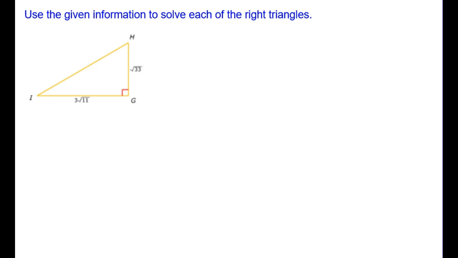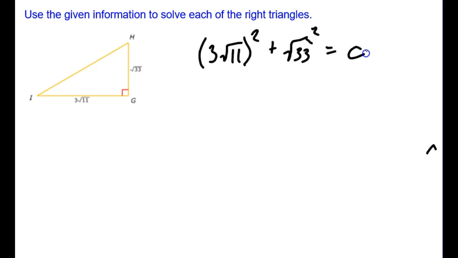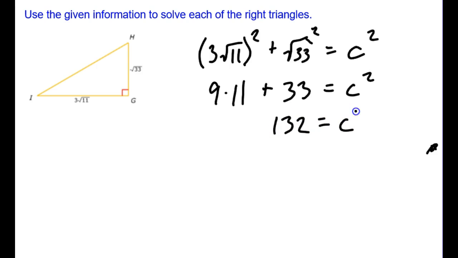So a squared plus b squared is equal to c squared. So 3 radical 11 squared plus radical 33 squared is equal to c squared. Now if we square that, 3 squared is 9, radical 11 squared is 11. So 9 times 11 plus 33 is equal to c squared. 9 times 11 is 99. 99 plus 33 is 132, which is equal to c squared.